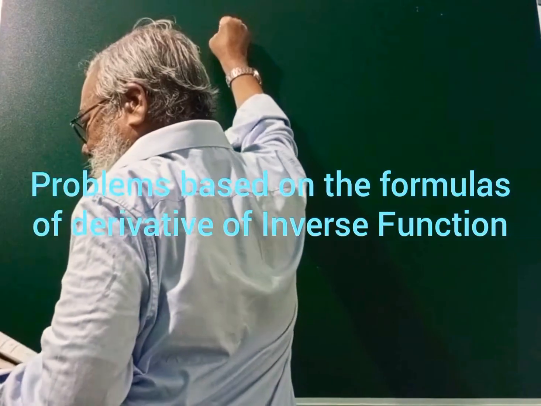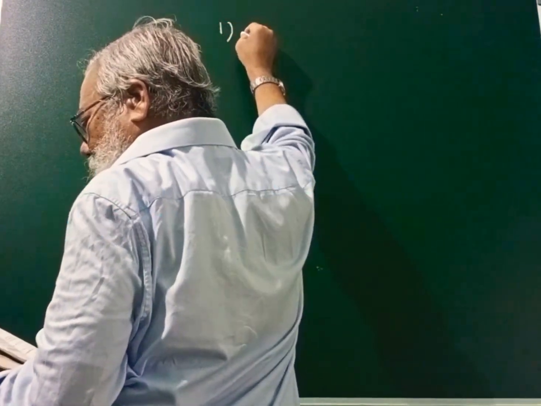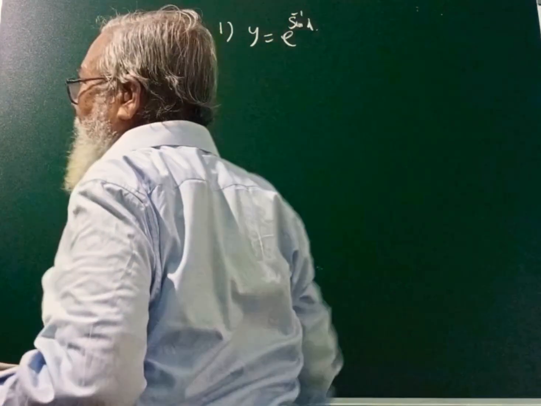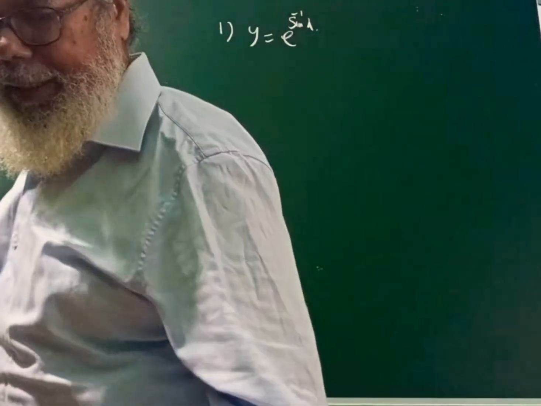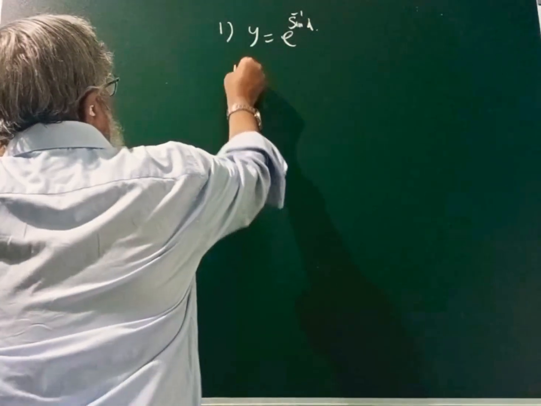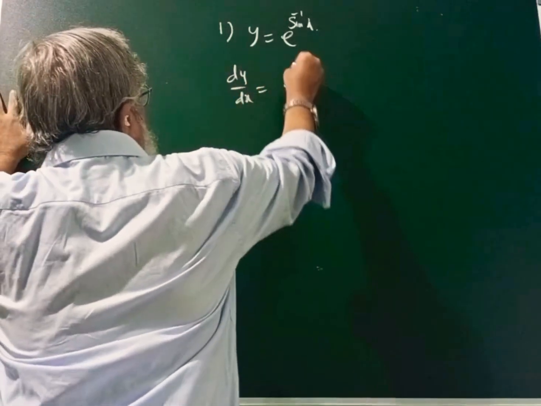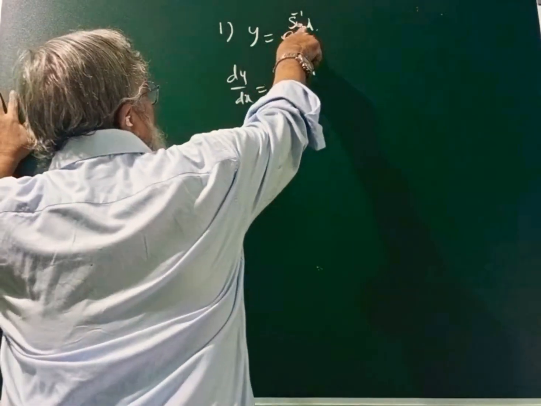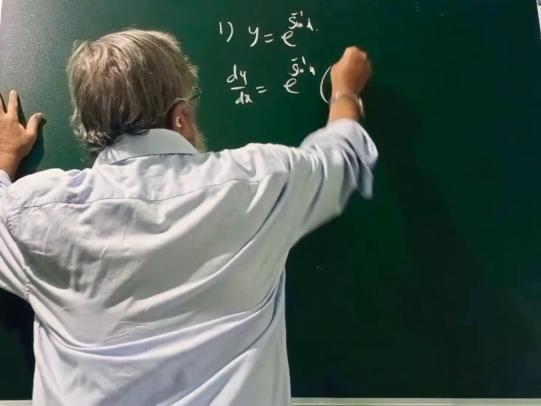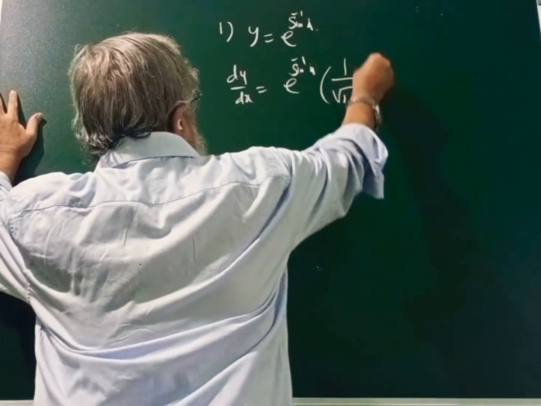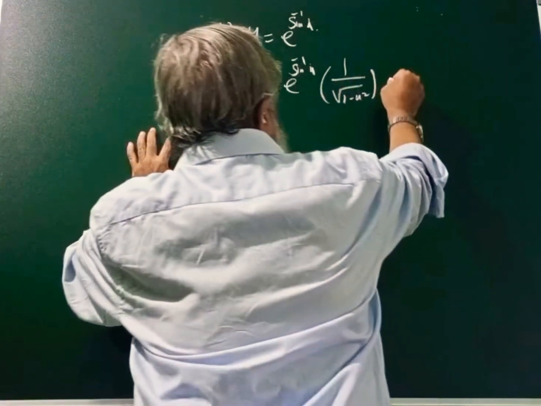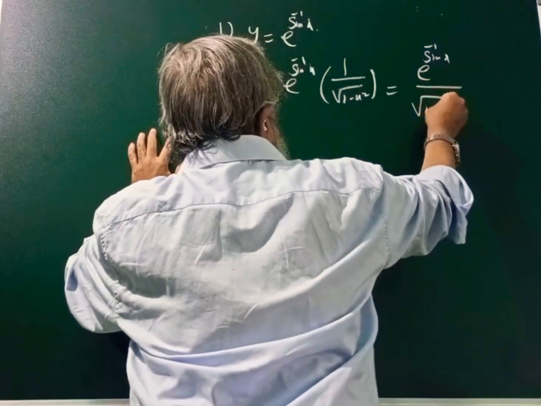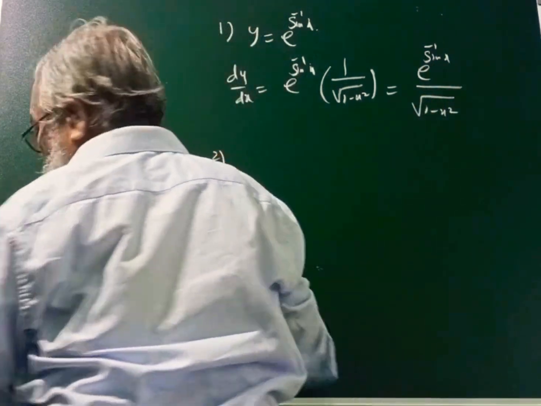Find dy by dx if y is equal to e raised to sine inverse x. We know the differentiation of e raised to something is e raised to that only, so first differentiate with respect to e, then the derivative of sine inverse x, which is 1 by under root 1 minus x square. That can be written as e raised to sine inverse x divided by under root 1 minus x square. Next problem, let us take the second one.